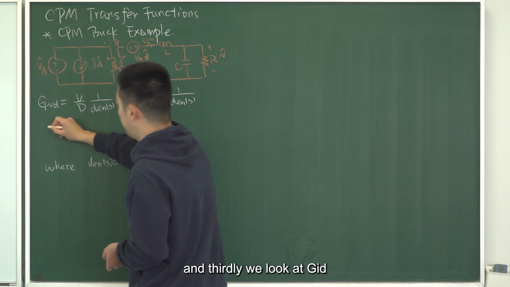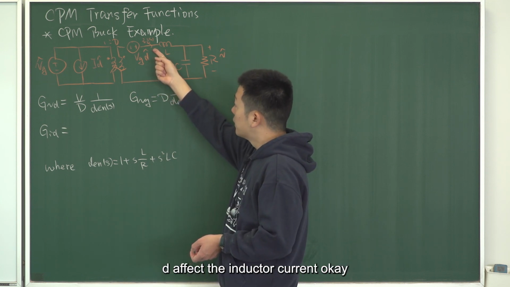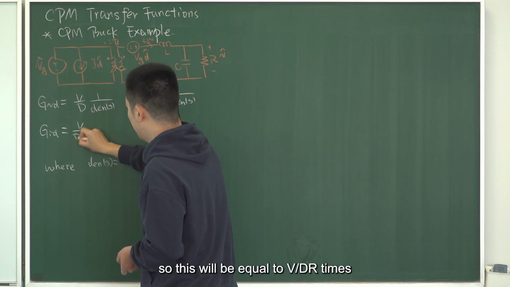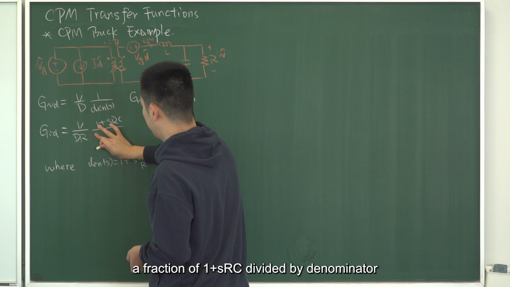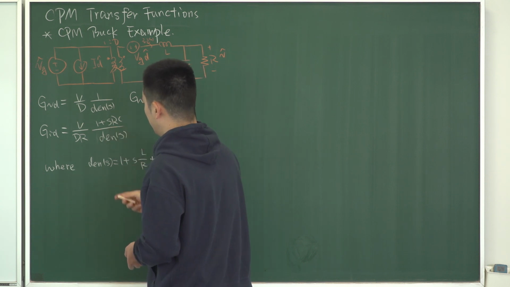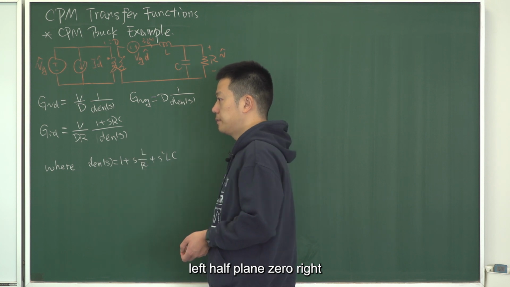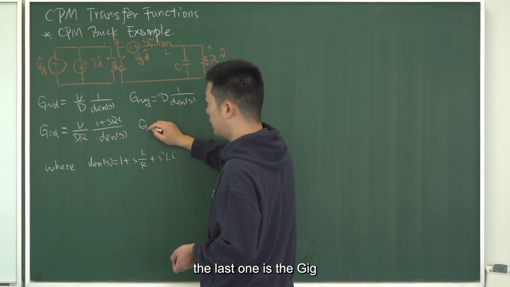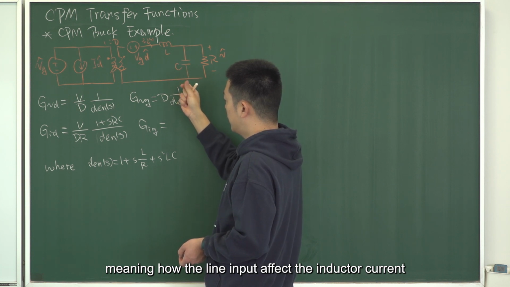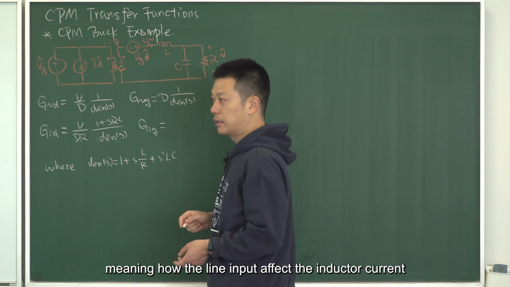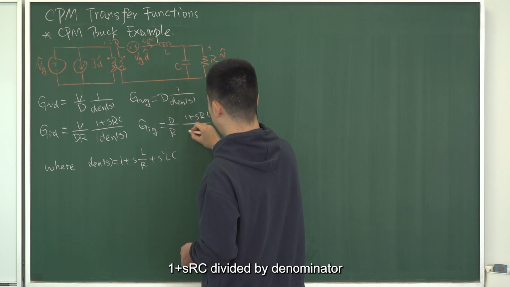And thirdly, we look at GID, meaning how the controlling signal D affects the inductor current, right? So this will be equal to V over D times R times a fraction of 1 plus SRC divided by denominator. So this is a quadratic pole response plus a left half plane zero, right? And the last one is GIG, meaning how the line input affects the inductor current. So this will be equal to D over R times the same fraction of 1 plus SRC divided by denominator S.